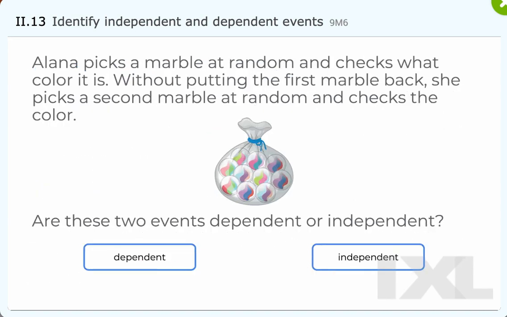Let's take a look at the first example. Elena picks a marble at random and checks what color it is. Without putting the first marble back, she picks a second marble at random and checks the color. Are these two events dependent or independent?